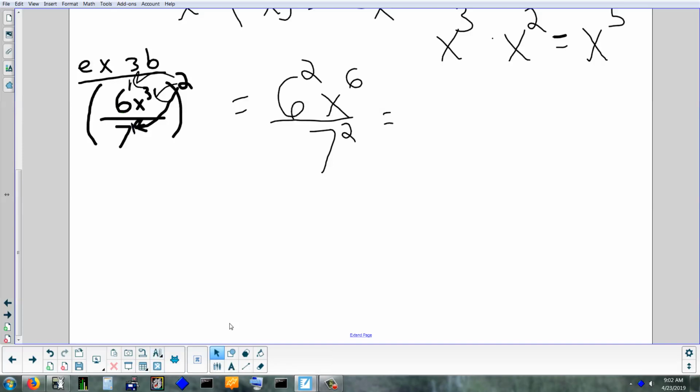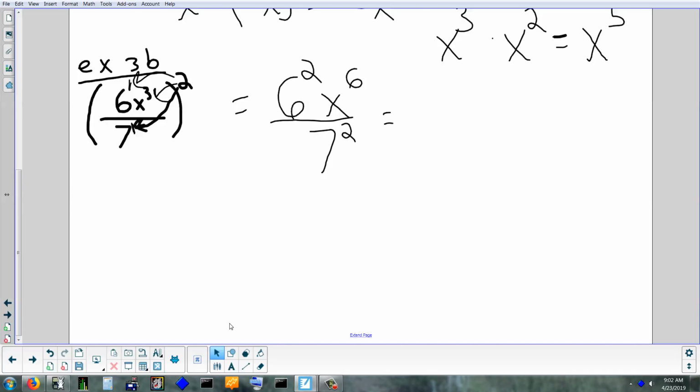Dylan, what's one of those whole numbers that has an exponent attached? 6 to the second. What's that mean? Squared. Yeah. Does it mean 6 times 2 or 6 times 6? 6 times 6. That's right. It's 36.